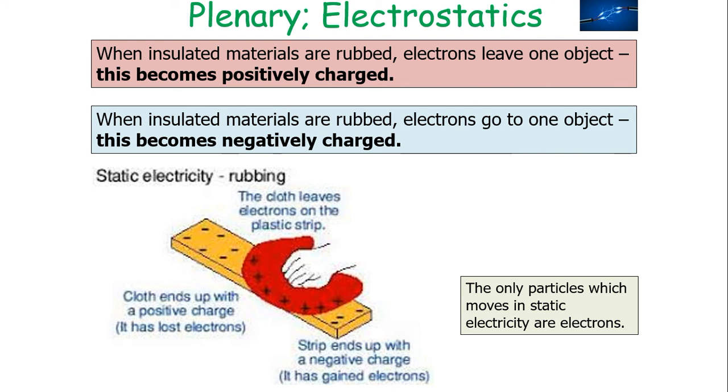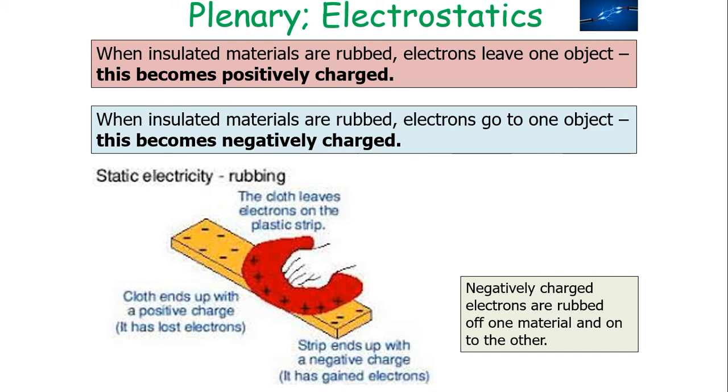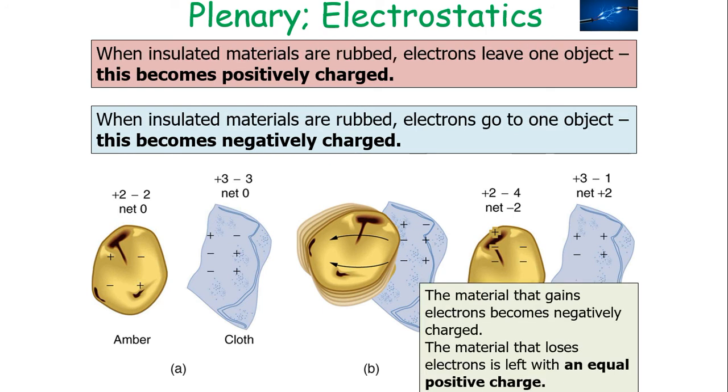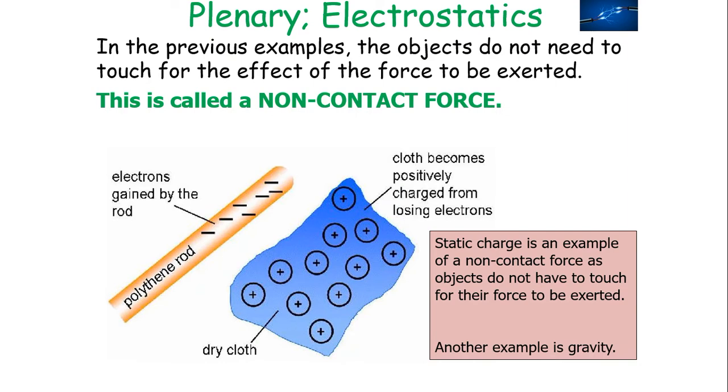So the only particles which move in static electricity are electrons. Protons do not move. Now, negatively charged electrons are rubbed off one material and onto another. But when objects rub to form static charge, the sizes of the positive and negative charges are the same. So if one has a positive charge of +3, the other would have a negative charge of -3. You've always got to have equal charges when you rub two objects to charge them. So when one material gains electrons, it becomes negatively charged, and the material that loses electrons is left with an equal positive charge.